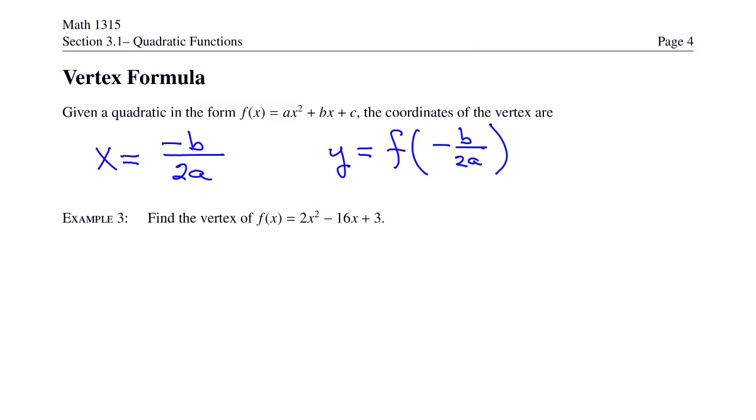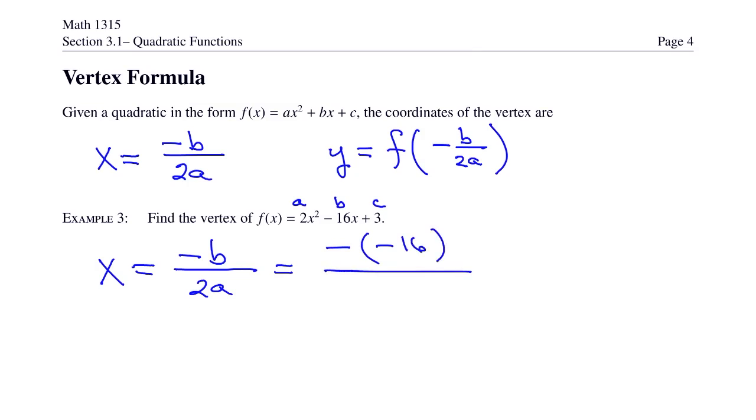Example 3. Find the vertex of f(x) equals 2x squared minus 16x plus 3. So instead of completing the square, we'll just use the vertex formula. x is equal to -b over 2a. Of course, the a is 2, the b is -16, and the c is 3, even though we don't use the c.